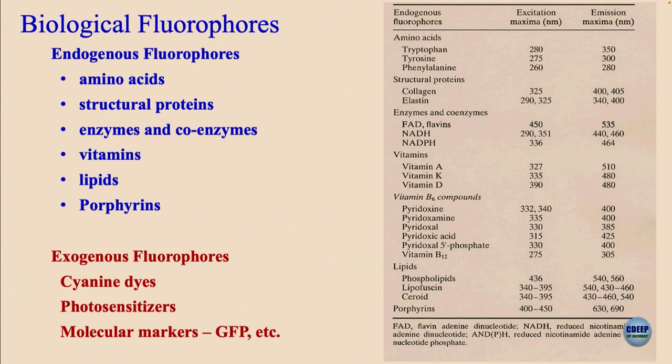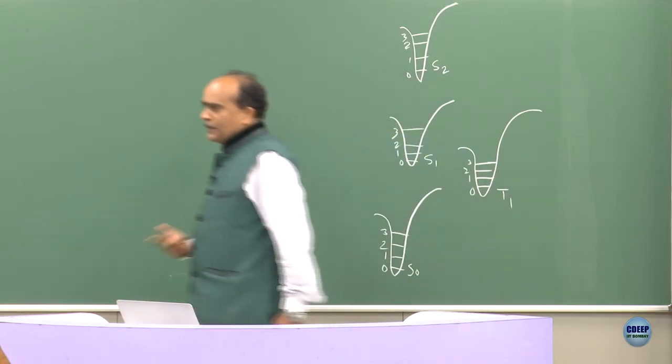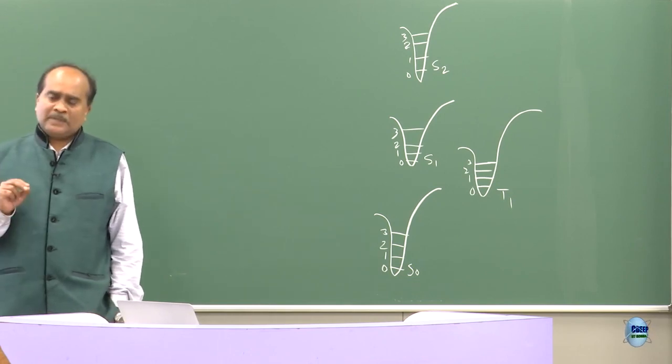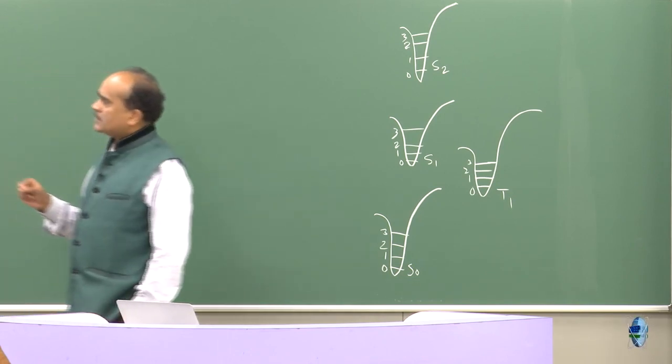Many proteins have tryptophan, not all. And the location of tryptophan tells you a lot about the protein. I will show you some examples in today's class: where tryptophan is located, how buried or exposed it is, which tells a lot about protein structure, dynamics, binding and so on. So amino acids, especially tryptophan, and to some extent tyrosine, are nice fluorophores that can be used to understand many things.